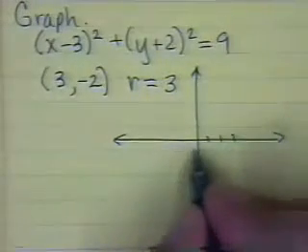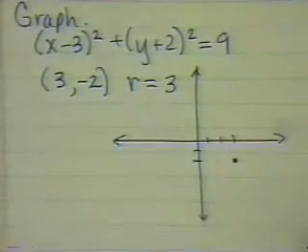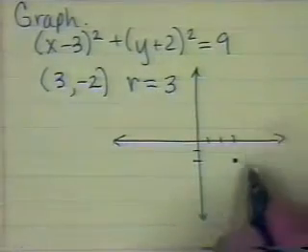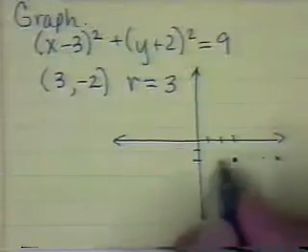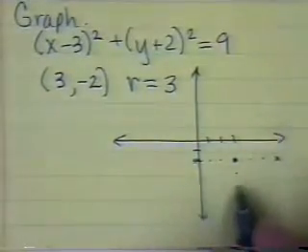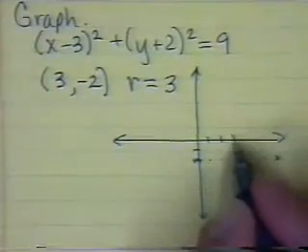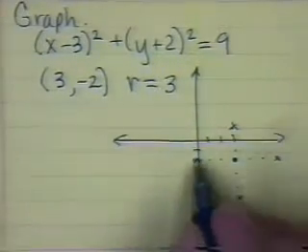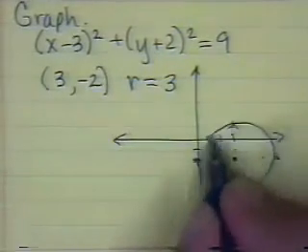The point (3, negative 2) is located there. In order to graph the equation of the circle now, I look at the radius. It's telling me I need to go 3 units in every direction. So I go 3 units up, 3 units down, 3 to the left, and 3 to the right. And then all you have to do is connect the points.